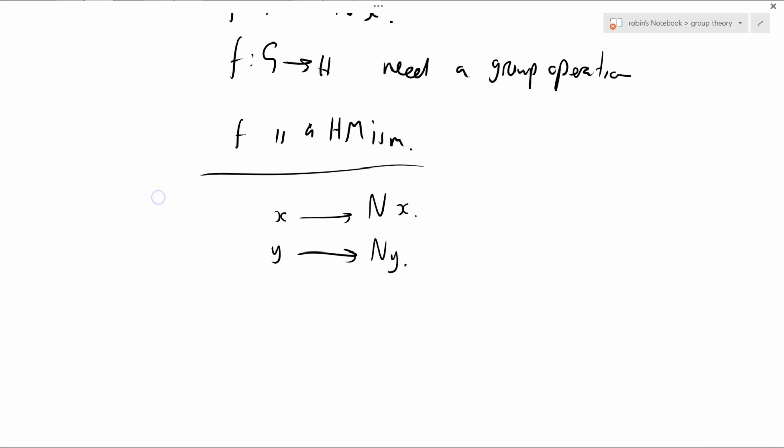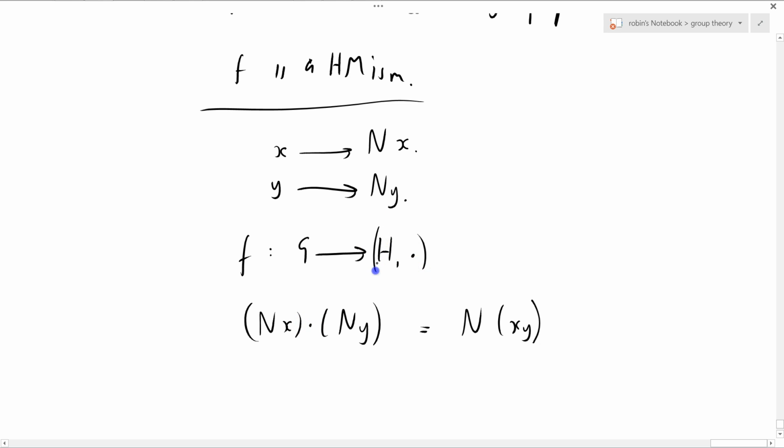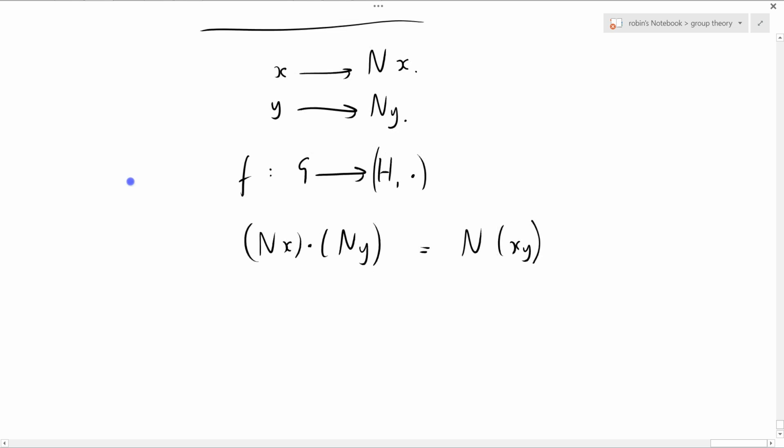Well, that's great. But what I need to do now, we've got f which maps g to h. I'm going to write nx dot ny equals nxy. So what I'm doing here is I'm defining this little dot here, which is my group operation of h. I'm just going to write it as a dot. This operation in here is a group operation in g, but I'll write the h one as a dot. Now I need to show that this is well defined.